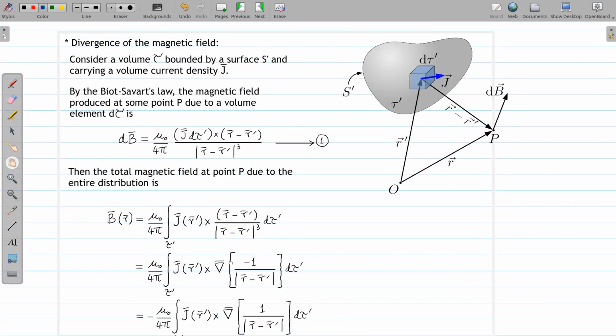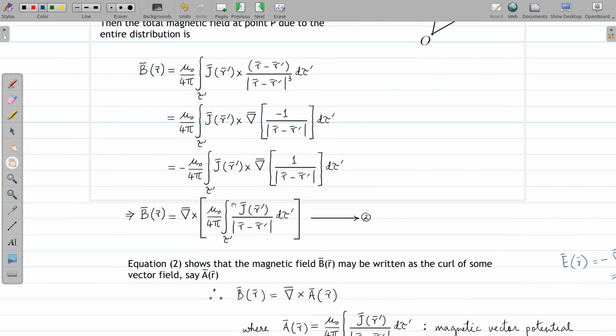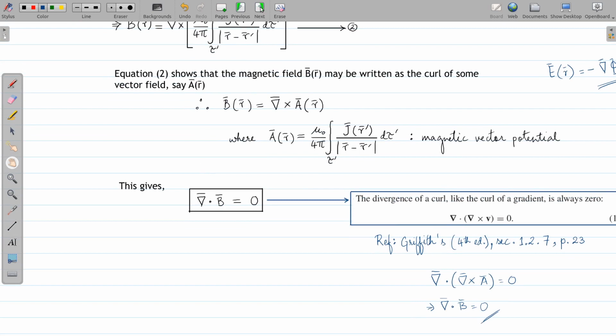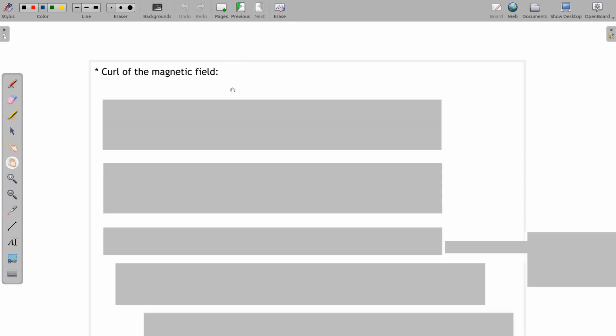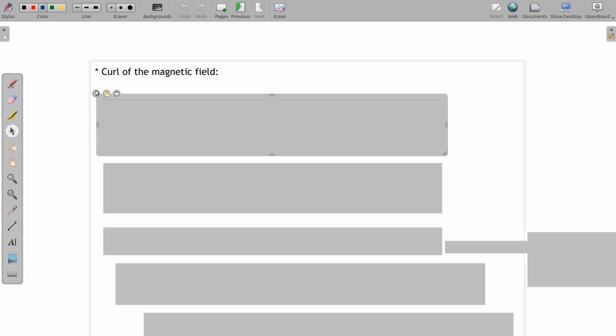So we have found out that the divergence of the magnetic field is 0. Now next, what about the curl? Let's make an attempt to find out what is the curl of the magnetic field. And this is where, in our attempt to find out the curl of the magnetic field, the expression that we arrive at is going to be the so-called Ampere's law.